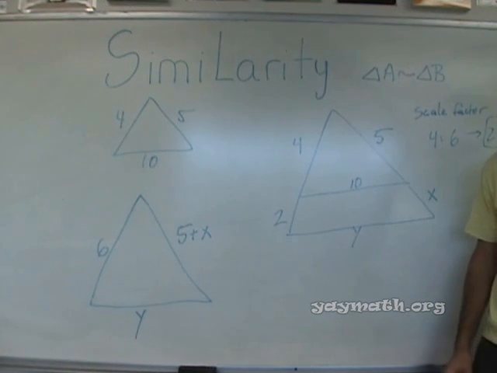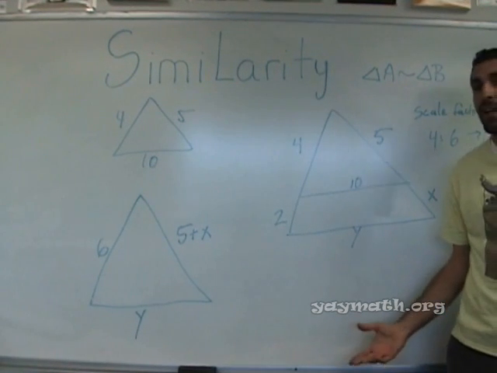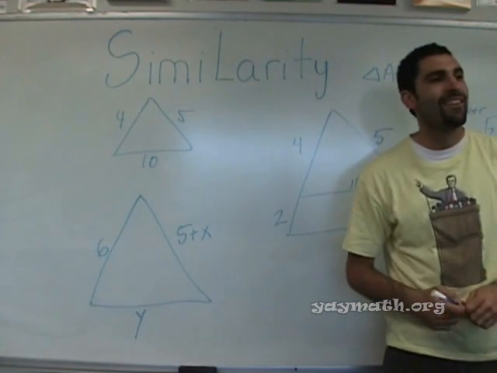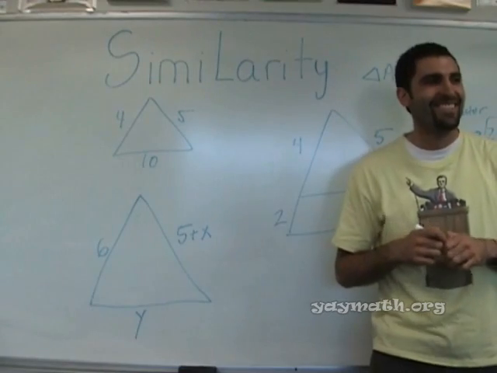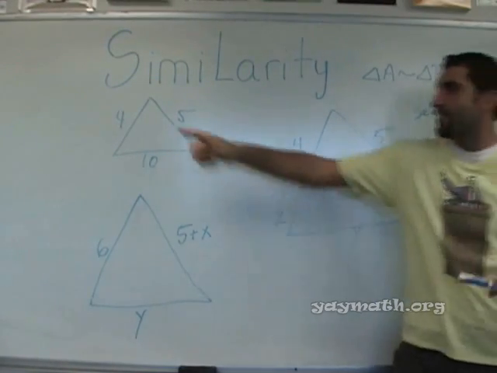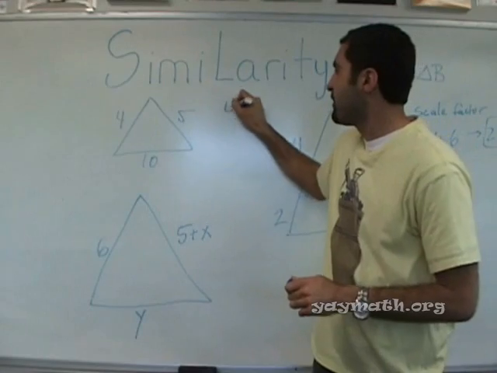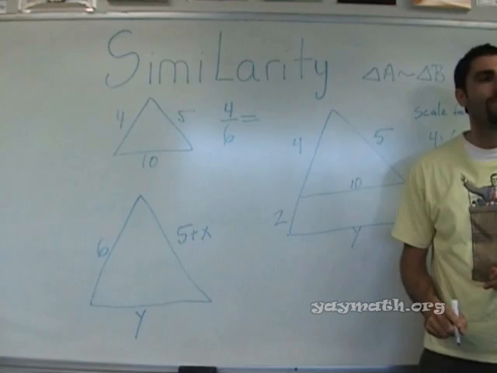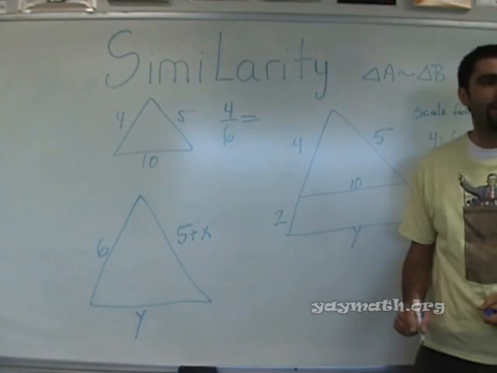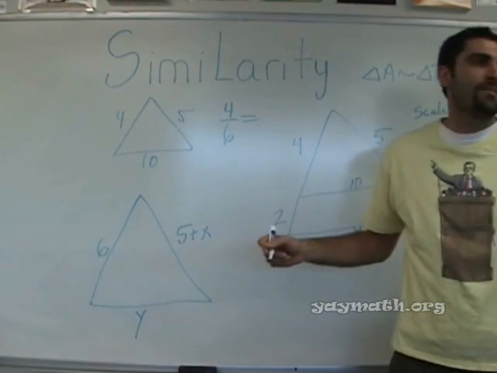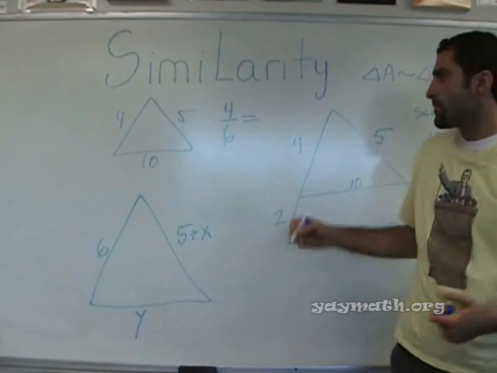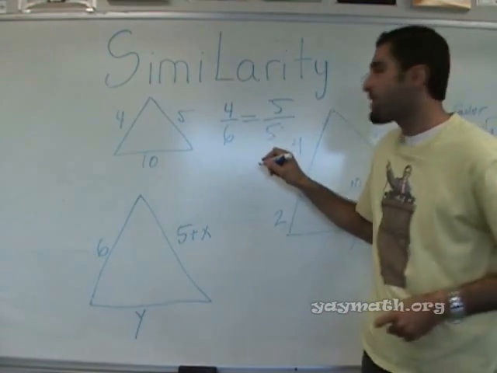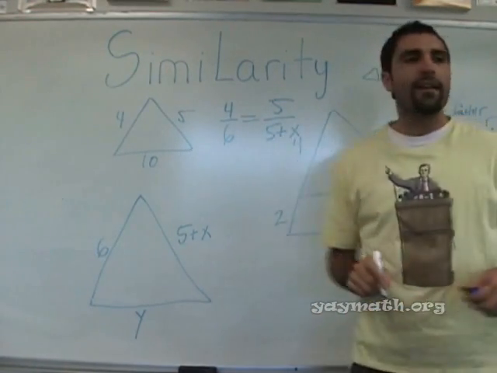All right. Now, let's make a relationship with x. Much easier. You want to try it? 4 over 6, you're right, equals 10 over y, right? Okay, cool. You're solving for y. Fine with me. Oh, you want x. 5 over 5 plus x, right? 5 over 5 plus x. Okay, great.